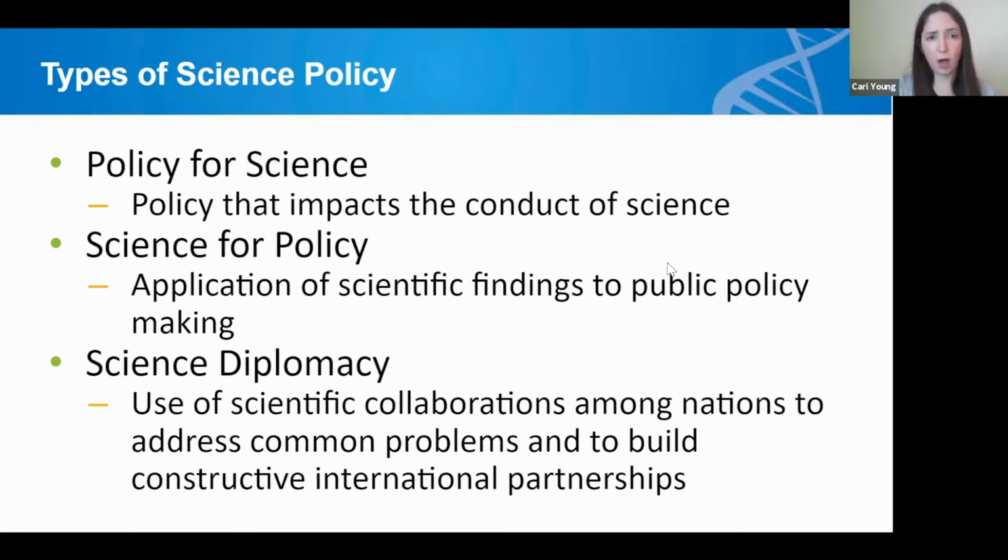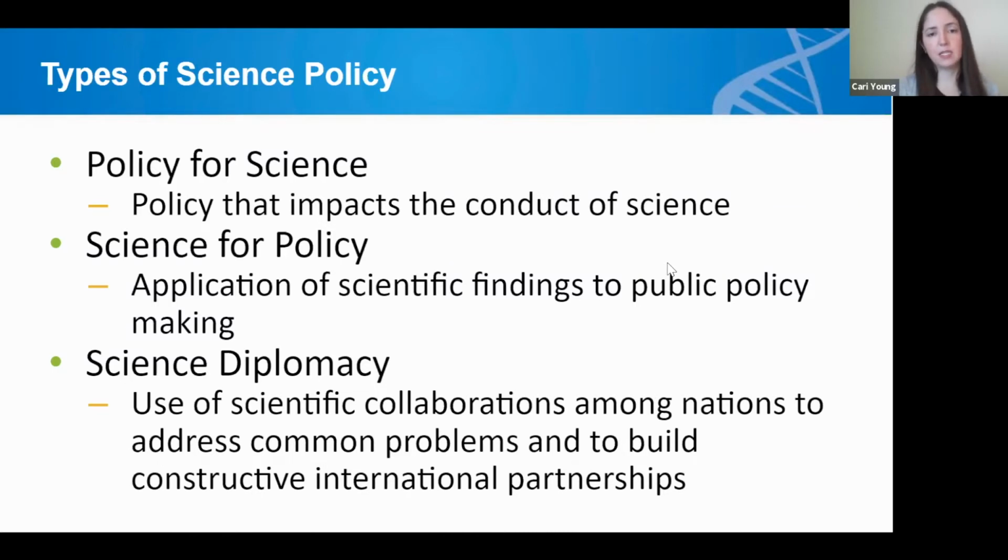There's also science for policy, which is the application of scientific findings to public policy making, which is also a hugely important area. So examples of this would be the National Action Plan for Combating Antibiotic-Resistant Bacteria. So this is something where science is conducted and it helps inform how policies are created.